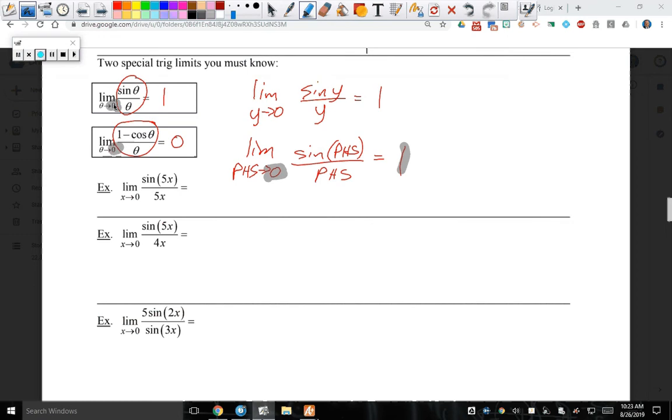Okay, so let's look at this first example. I have sine of 5x over 5x. If I plugged it in right now, I would get 0 over 0. So we have to do some kind of algebraic manipulation. Okay, let's try to find a form of this. Well, there is a form of that. I have something over the same thing.